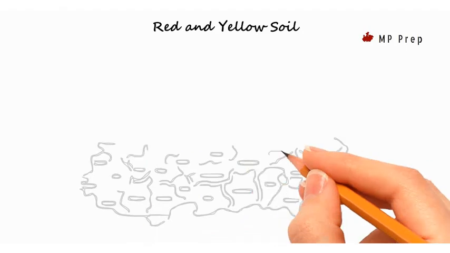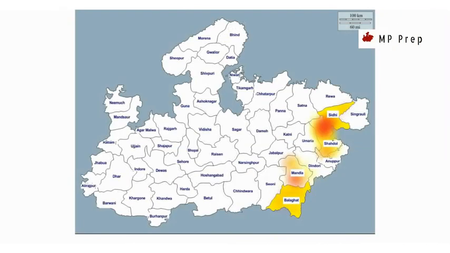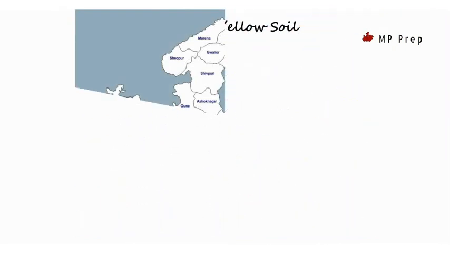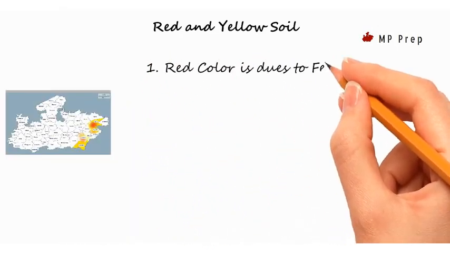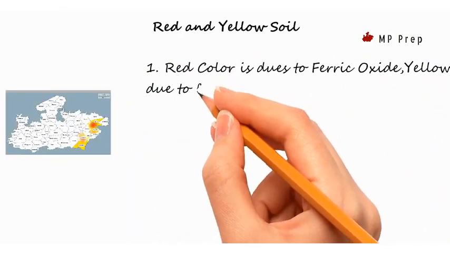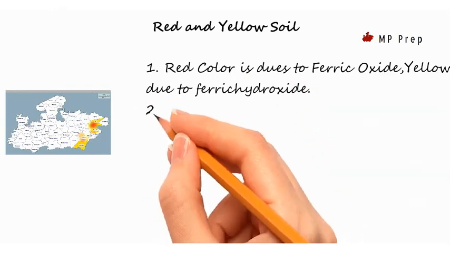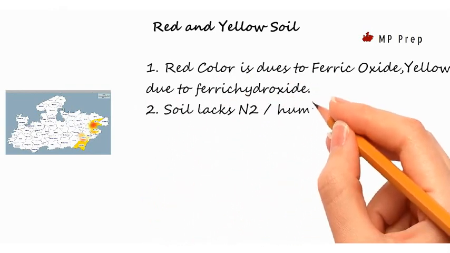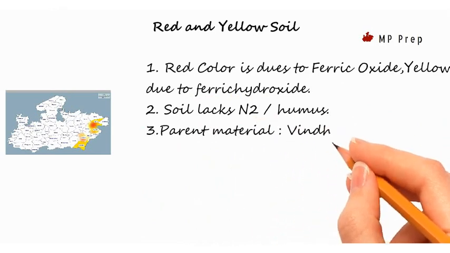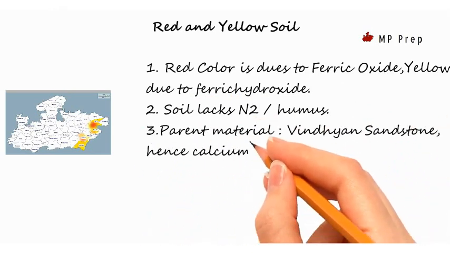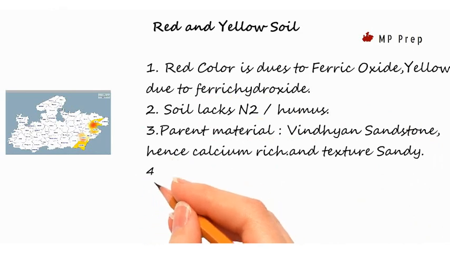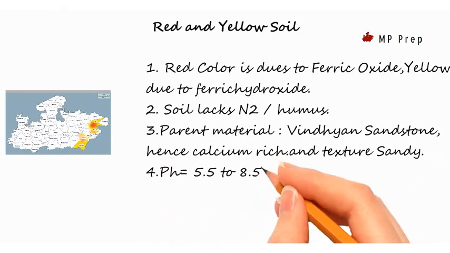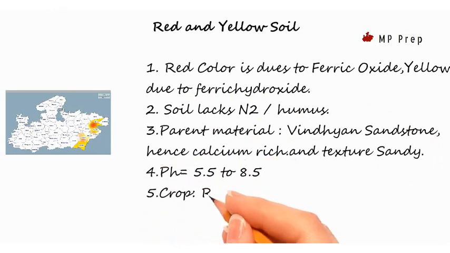Next is red and yellow soil. We find it generally in Balaghat, Shahdol, Sindhi. What are its features? The red color is mainly due to ferric oxide, and as this region receives heavy rainfall, this ferric oxide gets hydrolyzed into yellow color ferric hydroxide. This soil lacks nitrogen and humus. The parent material is Vindhyan sandstone, which is rich in calcium. As they are sandstones, the soil's texture is generally sandy. pH varies from acidic to basic, and the main crop is rice.